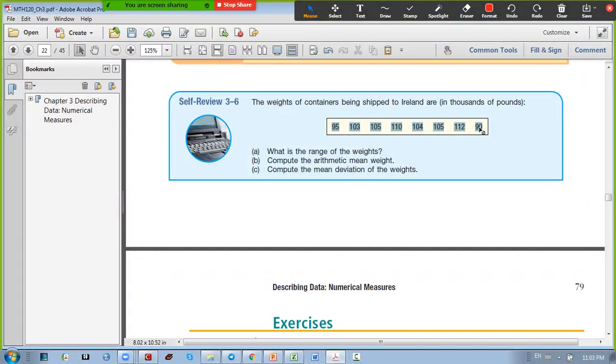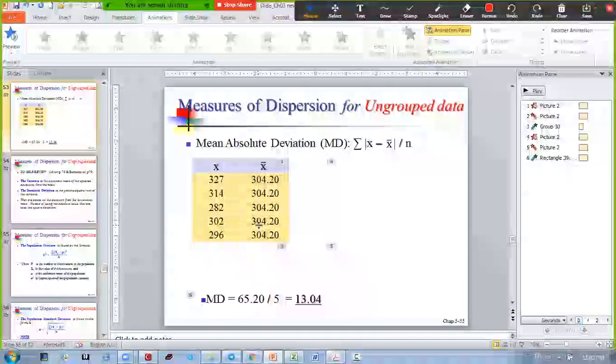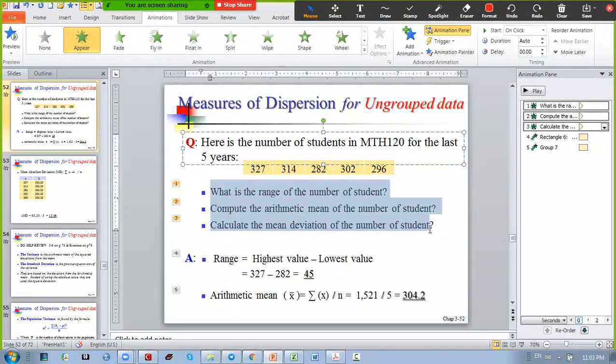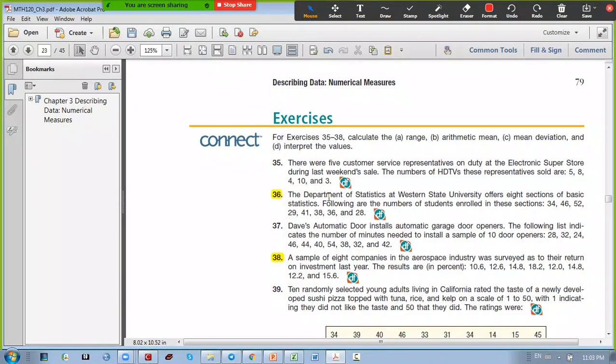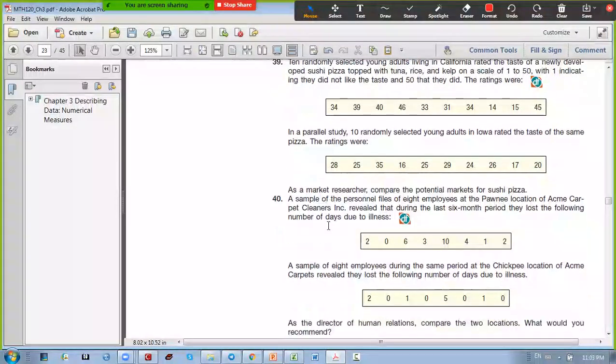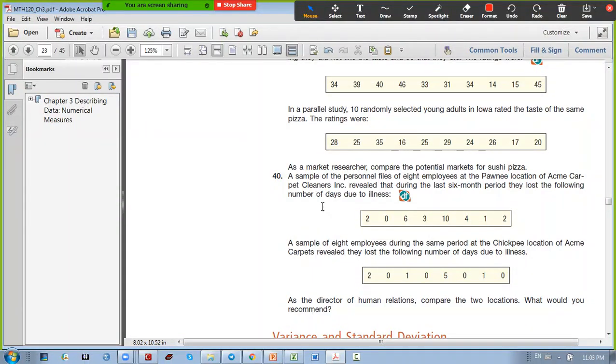So you have an ungrouped data set. They ask 3 questions like I ask in our slide here. This is an exercise that you need to do on page 79. What you need to do, the even numbers, is number 36, number 38, number 40. Is it 40? Wait, why didn't I highlight this one? Maybe something special. The sum of 8.